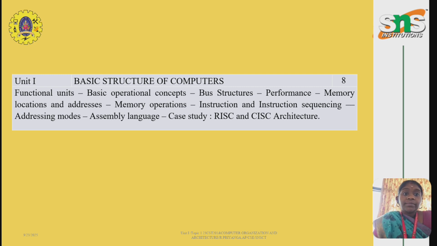I'm going to take a subject of computer organization and architecture. In this first unit is basic structures of computers. In basic structures of computers, we cover topics like functional units, basic operational concepts, bus structures, performance, memory location and address, memory operations, instruction and instruction sequencing, addressing modes, assembly language, and a case study. In the case study, we use RISC and CISC architecture. In this first, we are going to see the functional units.